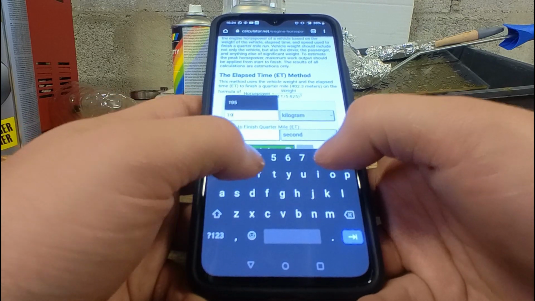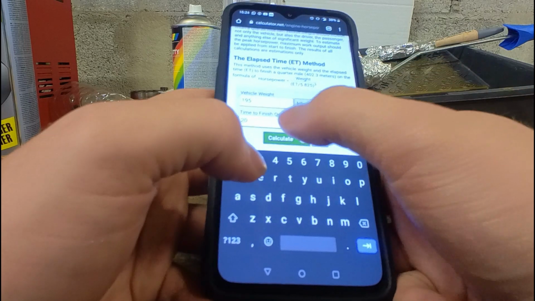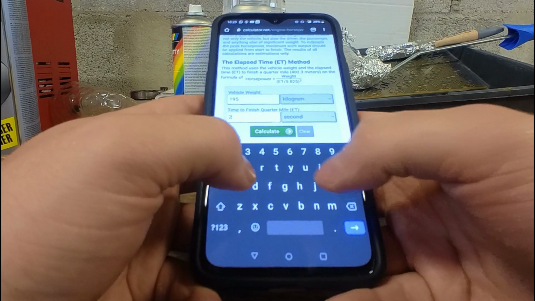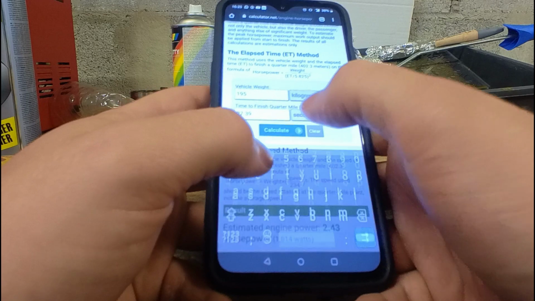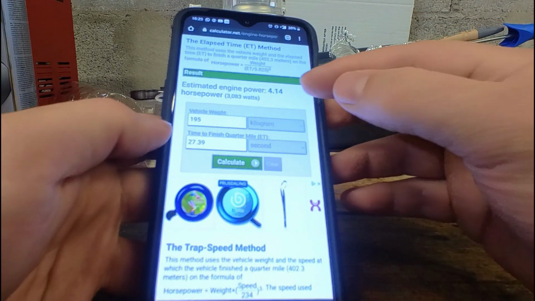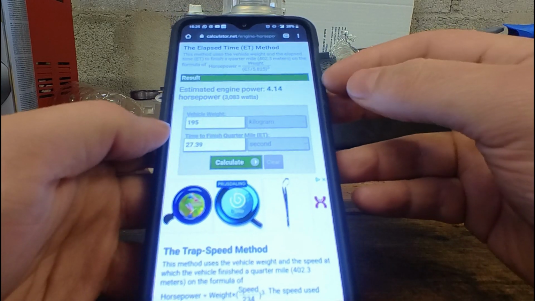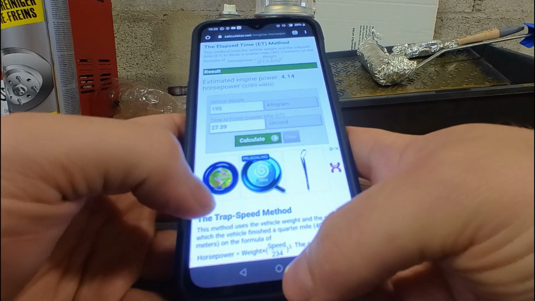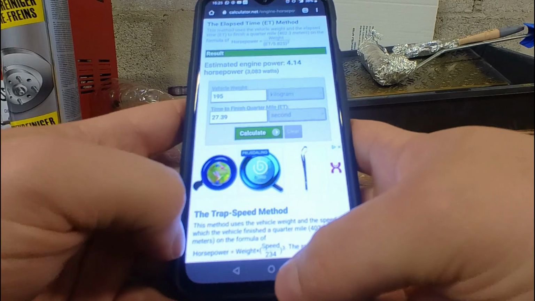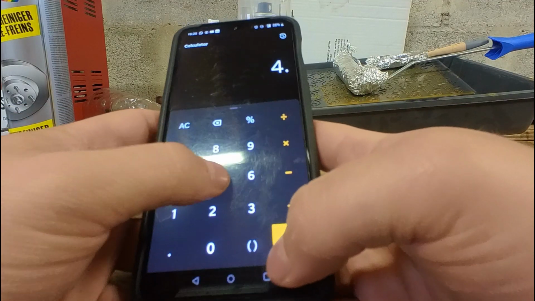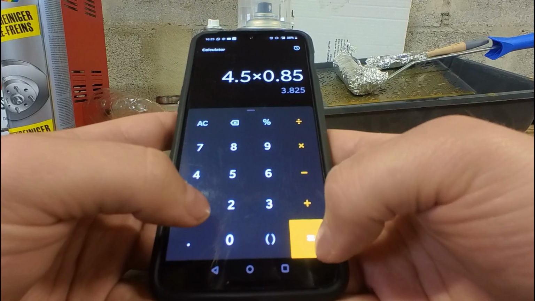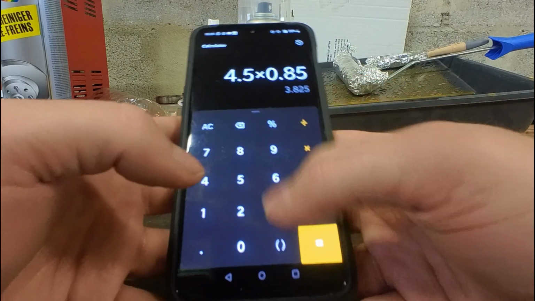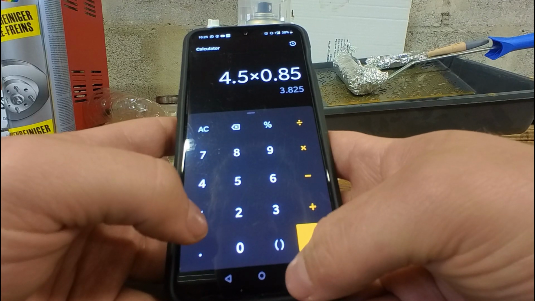So 195 kilograms, and we did a 27.39 seconds. Calculate. That says it's 4.14 horsepower, which is actually pretty close to the 4.5. They say there is a 15% loss between the engine power and the wheel horsepower. So let's say 4.5. So there would actually be less loss. I don't know. That's possible. Or the bike is making more power than stated.